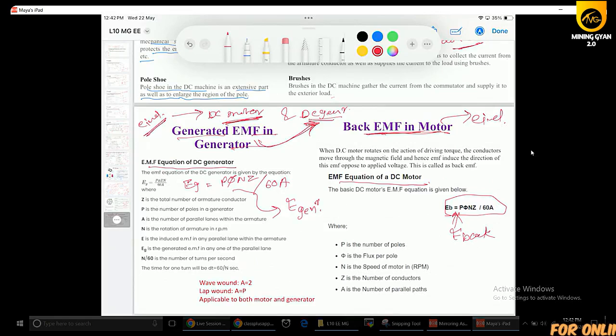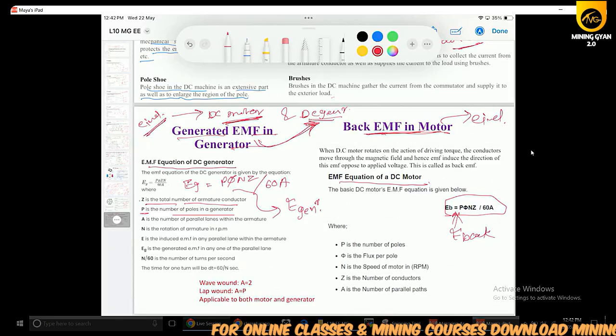So what are these things? Z is the total number of armature conductors. Then P, what is the P? P is the number of poles in the generator. These values will be given in the question. What is A? It is the number of parallel lines within the armature.